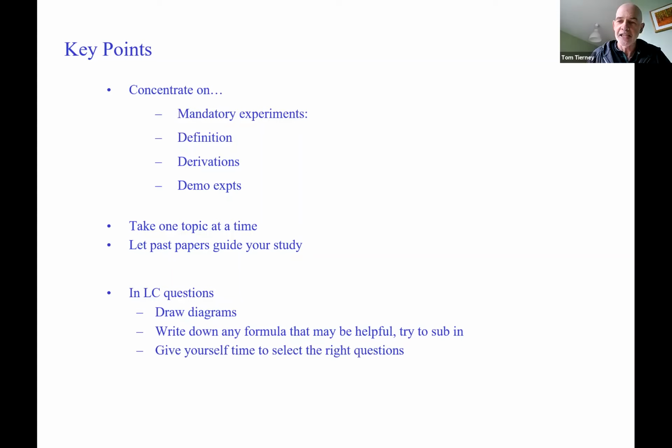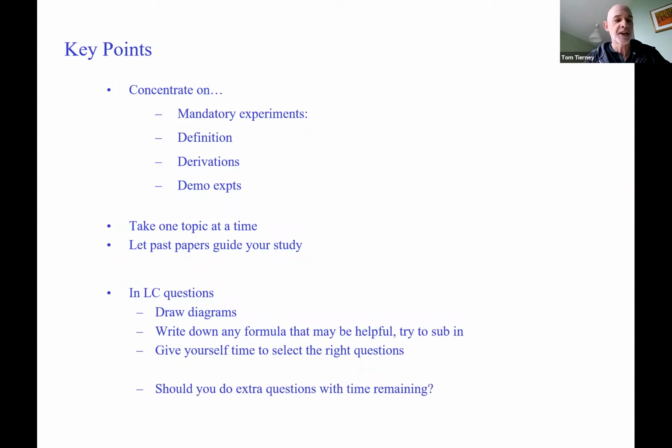Give yourself time to select the right questions. This year more than any, it's really important that you read all the questions and pick the ones that suit you best. I'm not going on about it again, but don't just pick on a vague feeling of comfort. Pick on how many marks you're confident you could score in that question.